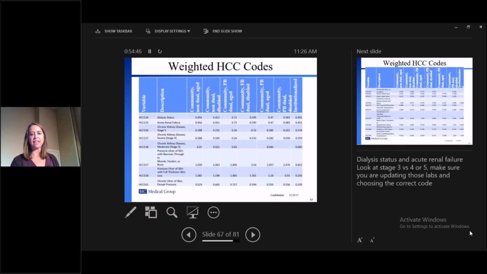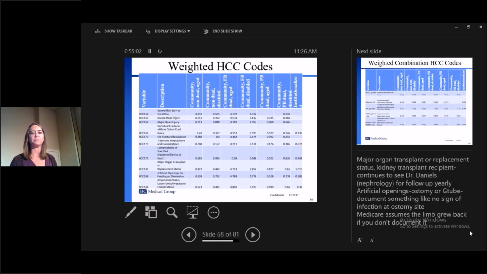And then, like I said, I've got a whole bunch of them for you. Dialysis status and acute renal failure, and then looking at stage 3 versus stage 4 or 5. So make sure that you're updating that diagnosis with new labs each time, because your 4s and 5s get you a lot more money than your 3s.